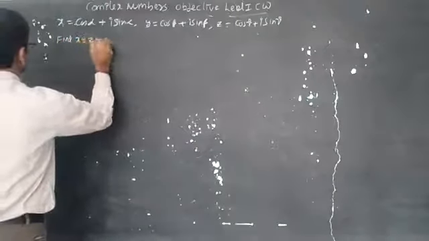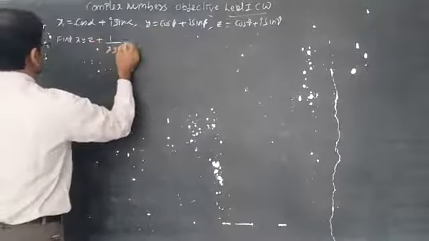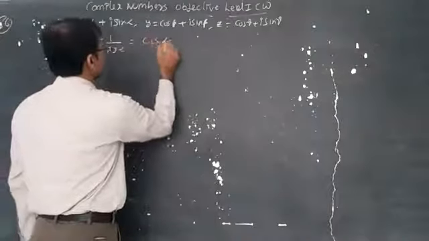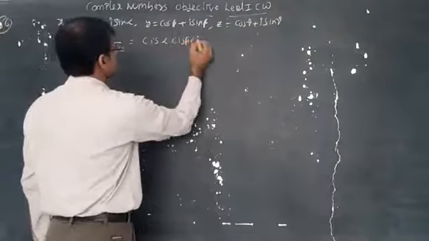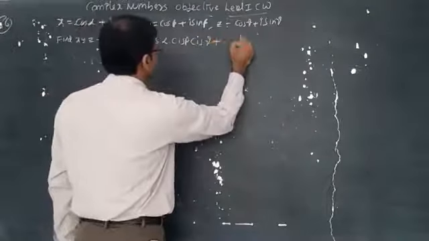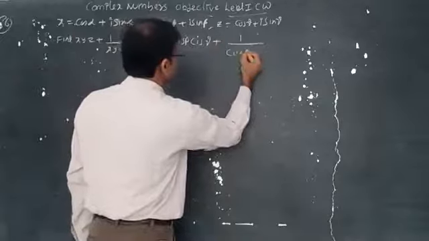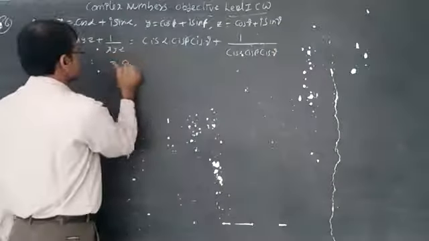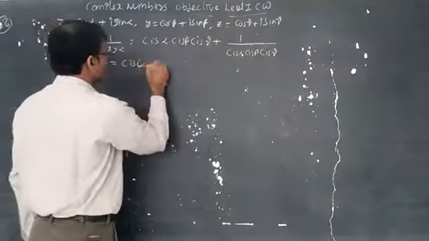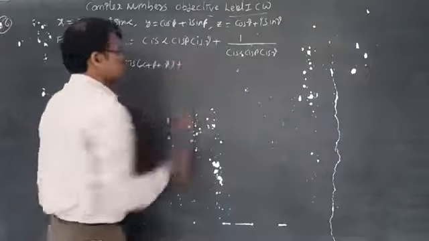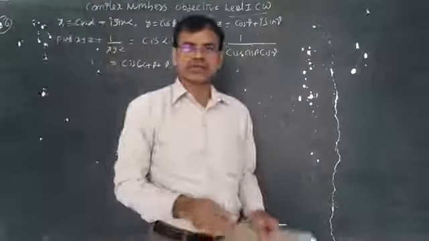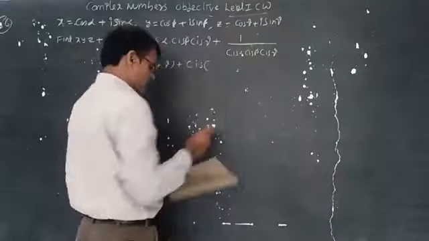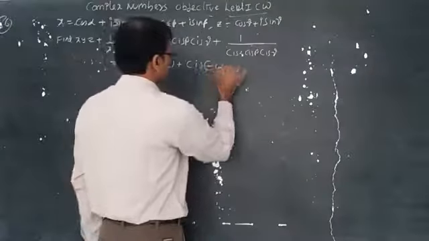Now find xyz plus 1 by xyz. So what is the value of xyz? Cis alpha, cis beta, cis gamma. It means cis alpha dot cis beta dot cis gamma plus 1 by cis alpha dot cis beta dot cis gamma. So this can be understood as cis of alpha plus beta plus gamma. 1 by cis alpha means cis of minus alpha. So cis of minus of alpha plus beta plus gamma.